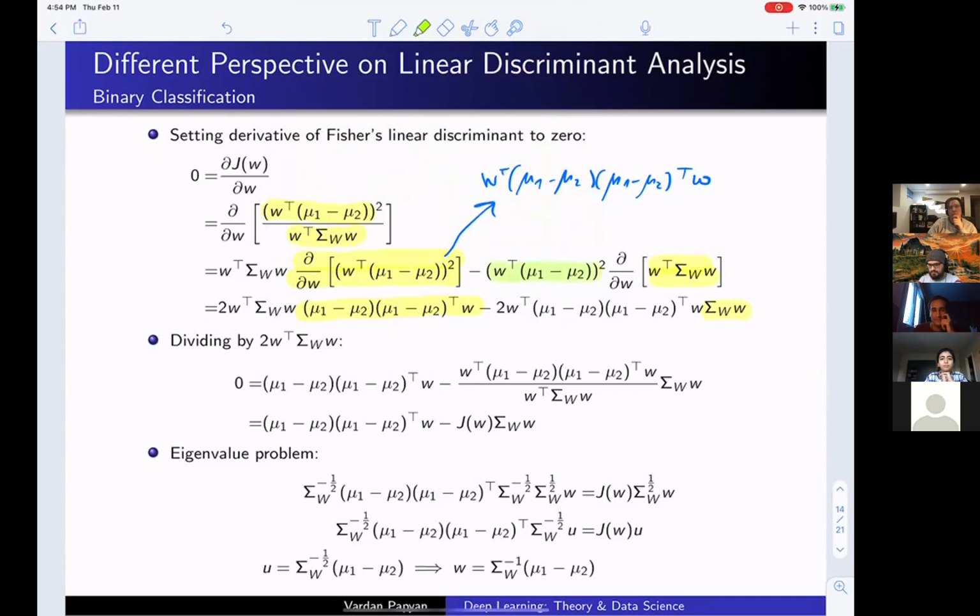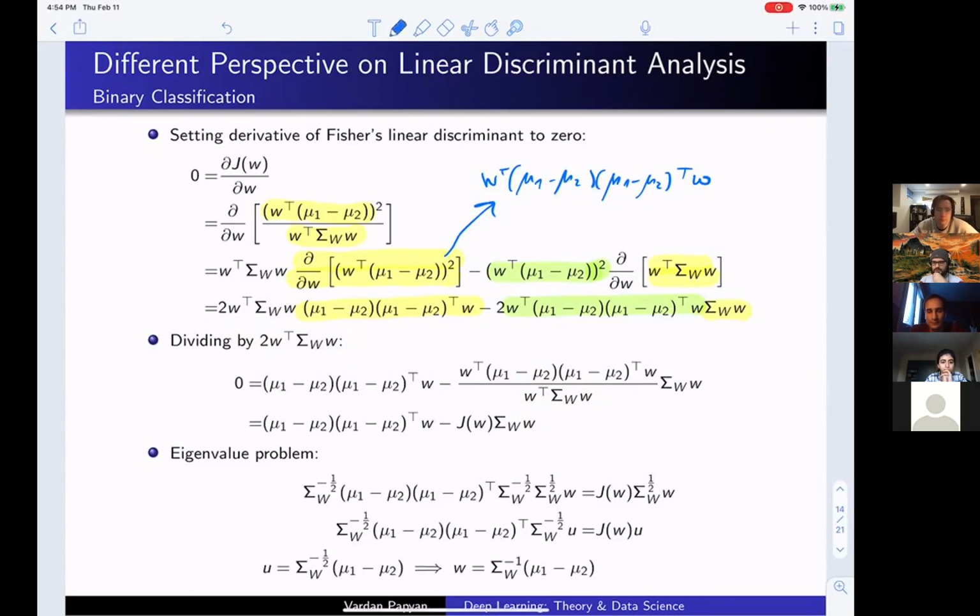This thing with the squared is equal to this thing, okay? So just very simple derivatives. Now, at this point, notice that you can just divide by a scalar and equate to 0. So I'm going to divide by W transpose sigma W multiplied by W. And as a result, this disappears. And here you get divided by W transpose sigma W, W, right? Just division by a scalar.